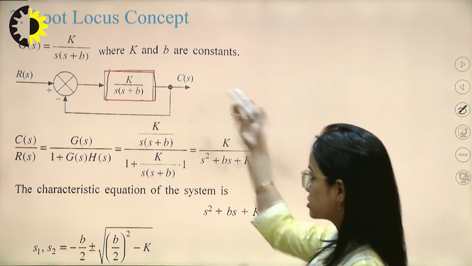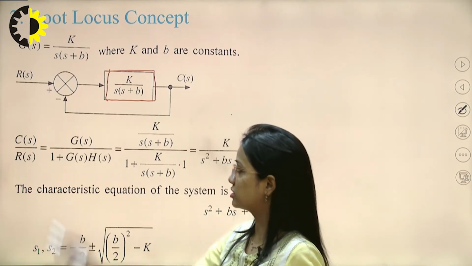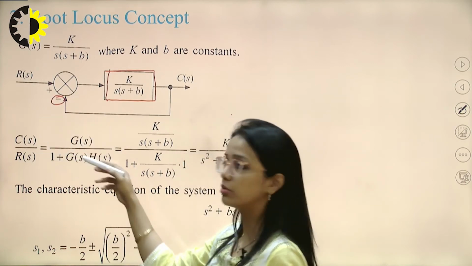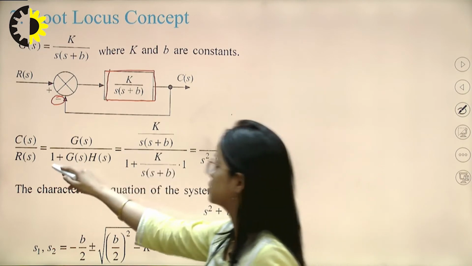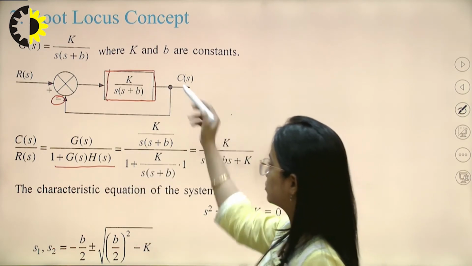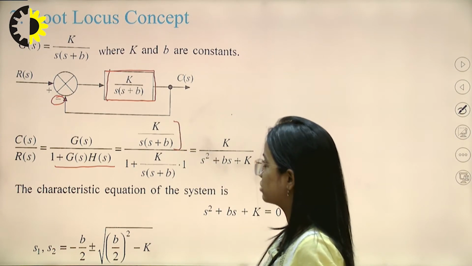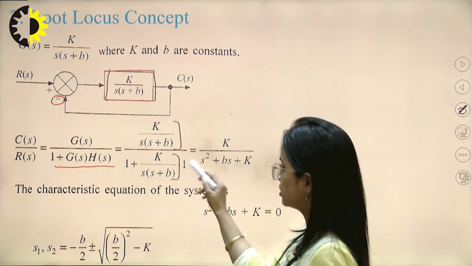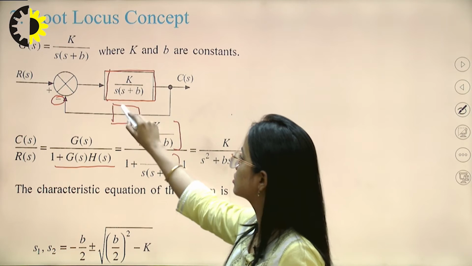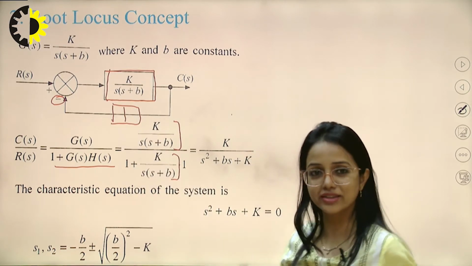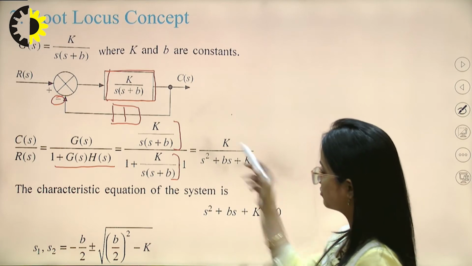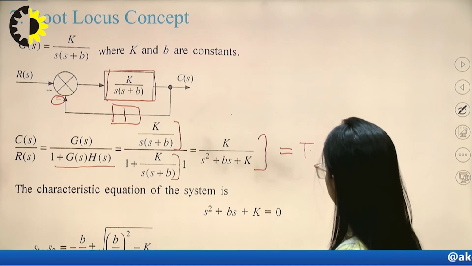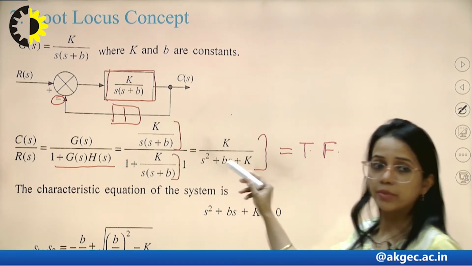Now this is the open loop gain, and sometimes we consider it a negative feedback system, and the transfer function will become G(s) upon 1 plus G(s)H(s). Substituting the value of G(s), that is k upon s into (s plus b), upon 1 plus k upon s into (s plus b) into H(s). H(s) is of course, needless to say, a unity feedback system having the H(s) value 1. After rearranging we land on the overall transfer function, which is k upon s square plus bs plus k.